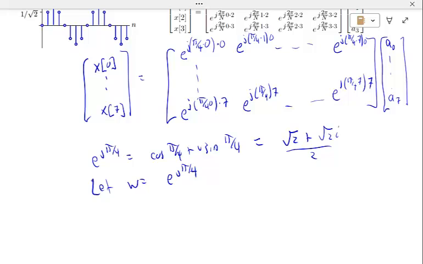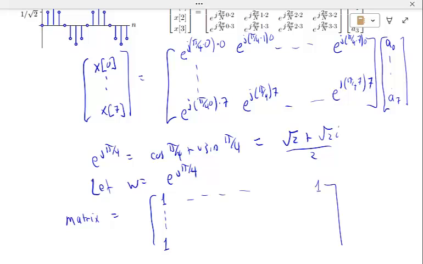Okay. Then my matrix is going to be equal to what? Well, the first column has e to the j pi over 4 times 0, times 0 up to 7. But pi over 4 times 0 is 0. So this is e to the j0 all the way down. So the first column is all 1s. The first row is also all 1s. In fact, the matrix is symmetric. So once you fill in the column, you also have the corresponding row. So this is also all 1s.